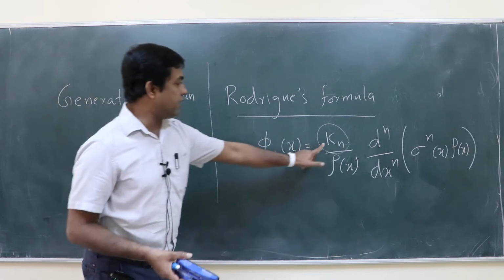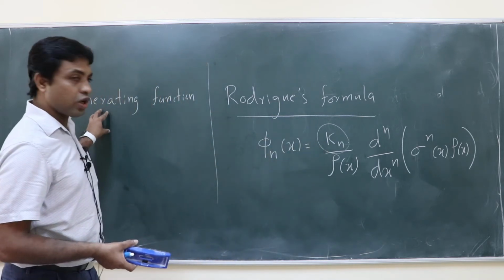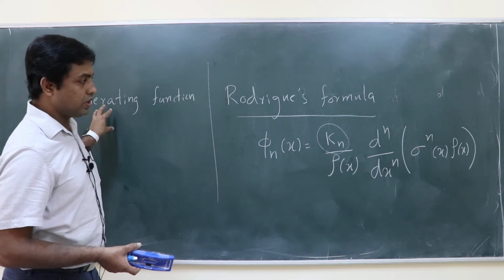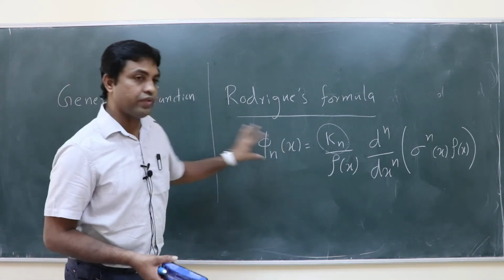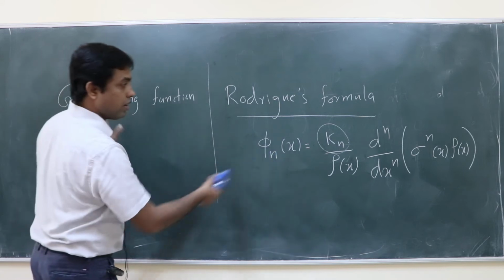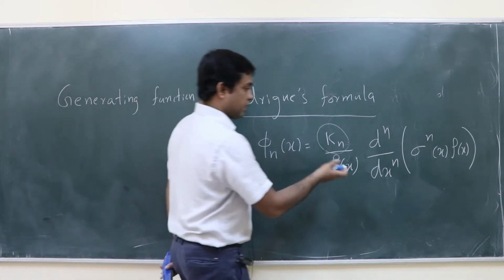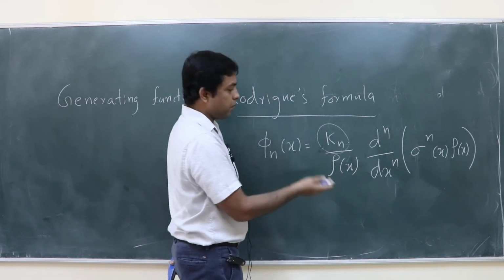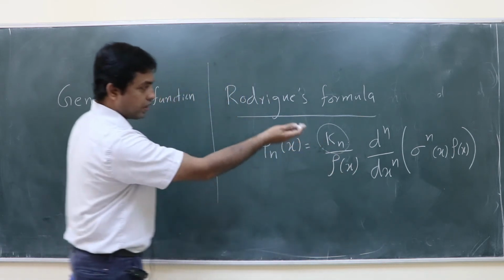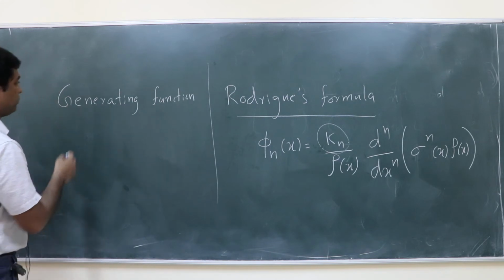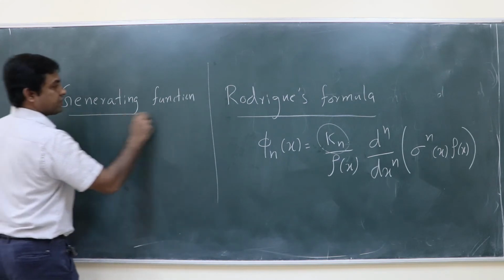If you want kn, actually, let me just talk about the generating function. Because the generating function and the phi n of x, this Rodrigues formula have some relation. Any advanced textbook will give you the formula directly, but this can be derived for a given type of polynomials, no problem. So the next is the generating function.